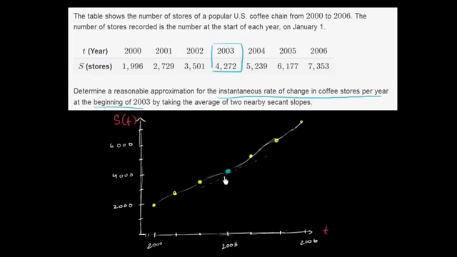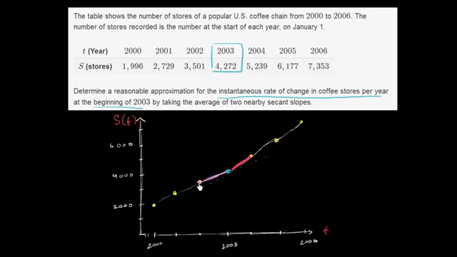Now, they say approximate. We don't have the information to figure it out exactly, but we have some data around it, and we can figure out the slopes of the secant lines between this point and those points, and then we can take the average of the slopes of the secant lines to approximate the slope of this tangent line. So, for example, we could find the slope of this secant line right over here as we go from 2002 to 2003, and then we can find the slope of this secant line as we go from 2003 to 2004. And then if we average those, that should be a pretty good approximation for the instantaneous rate of change in 2003. So let's do that.